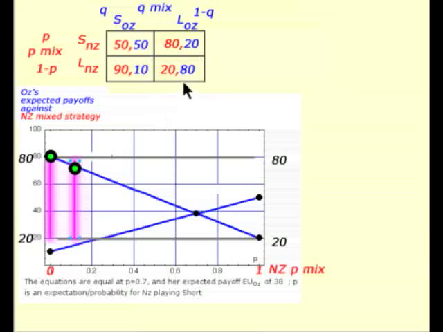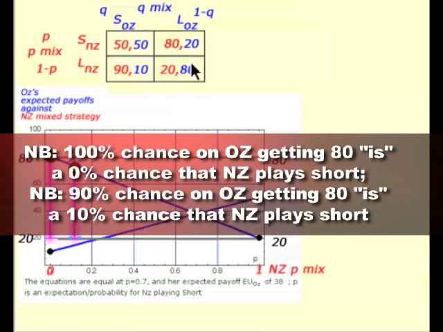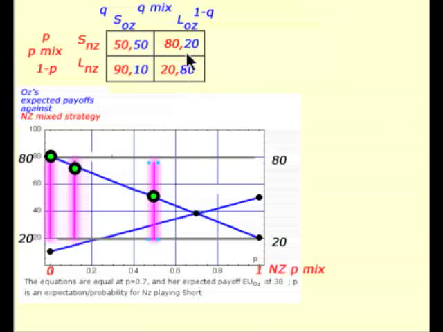Now, with a 100% chance on 80, the probability weighted average is 80. With a 90% chance on 80 and a 10% chance on 20, it's a little bit closer to 80 than it is to 20. Okay? And if we keep marching up here, what about 50-50? Well, 50-50 is going to be halfway between 20 and 80. So if you believed it was 50-50 and New Zealand was going to go short or long, your expected payoff would be halfway between 20 and 80, which would be exactly 50. That's that green point there.